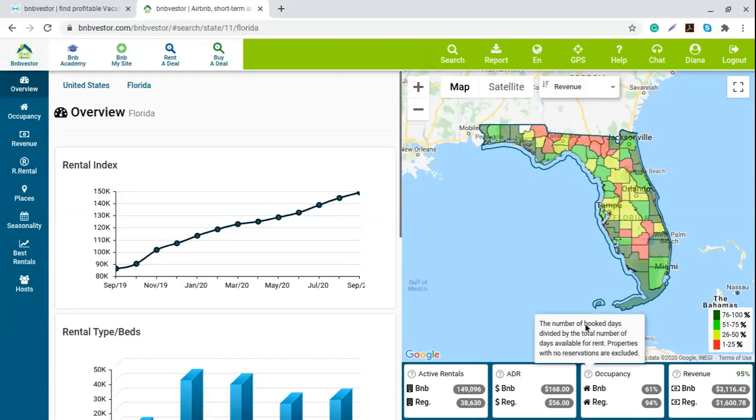So this is the number of booked days divided by the total number of days available for rent. Properties with no reservation are excluded. So here we have only the actual reservations made already on Airbnb. And then you can see the revenue. So this is what you can get in business.